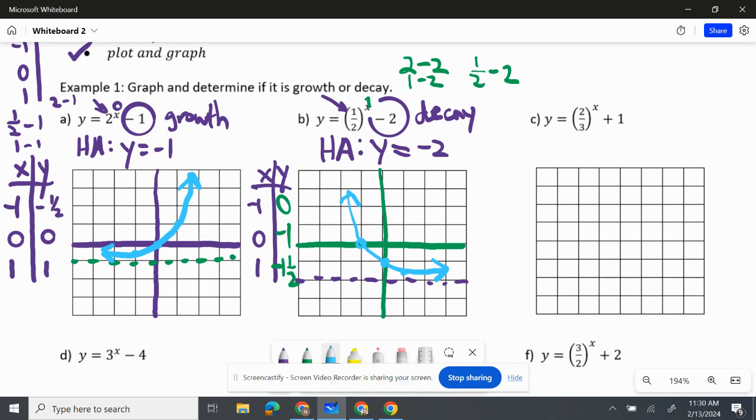So looking at letter C, we're looking at our b value and we're deciding, is this growth or decay? And we see that it would be decay. Our horizontal asymptote is always our constant value. So that would be y is equal to 1.